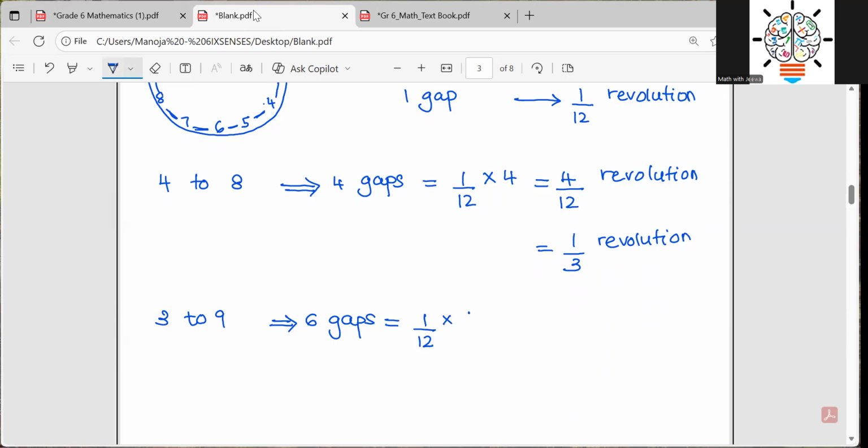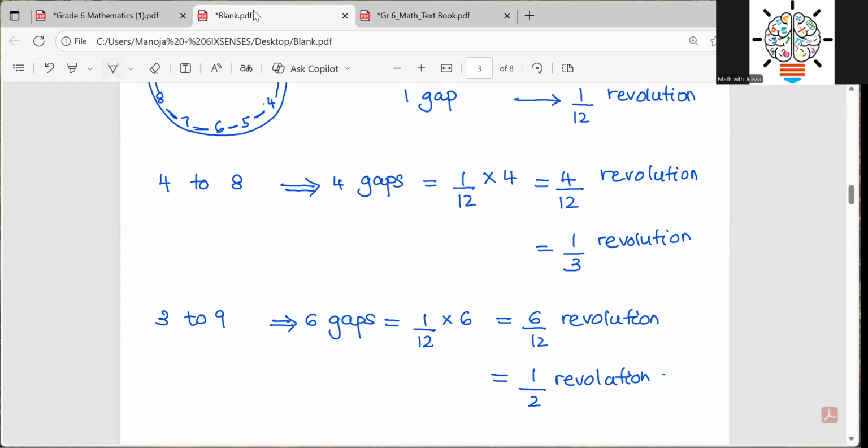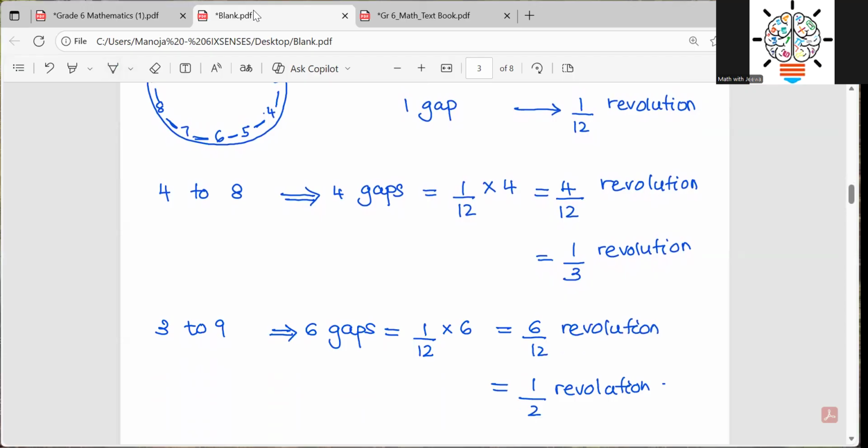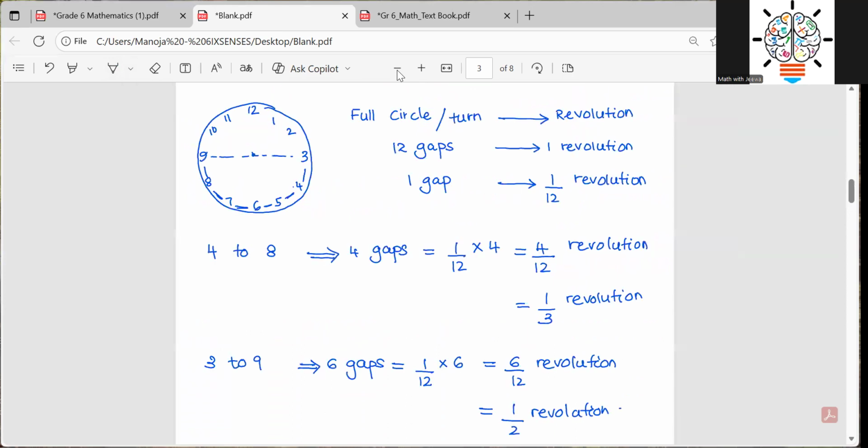I know one gap is 1 over 12. If I have 6 gaps, I want to multiply by 6 now. So that gives me 6 over 12 revolution, right? I can simplify this. How? 6 times 1 and 6 times 2, so that means half the revolution. When you see that, you know that. But I wanted to show you and generalize that when you have any number, you draw the clock like this and you just see from where to where you go, 3 to 9. See how many gaps you have. And one gap is equal to 1 over 12 revolution. If you have 6 gaps, definitely you want to multiply by 6.